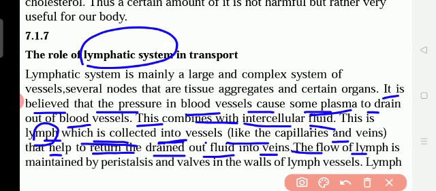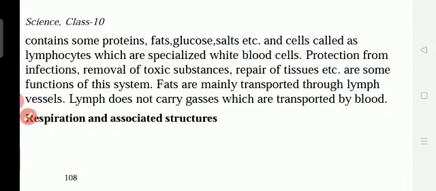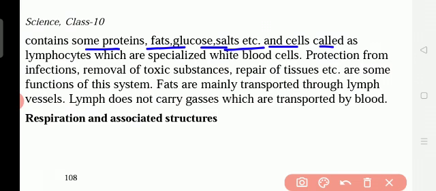The flow of lymph is maintained by peristalsis and valves in the walls of lymph vessels. Lymph contains some proteins, fats, glucose, salts, etc. and cells called lymphocytes, which are specialized white blood cells. So lymphocytes means white blood cells.